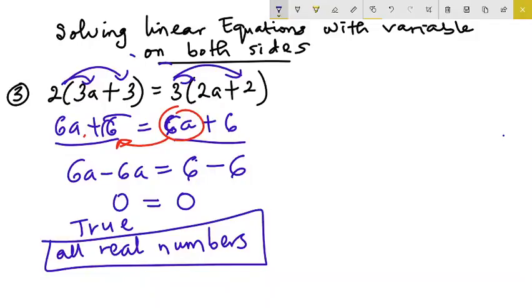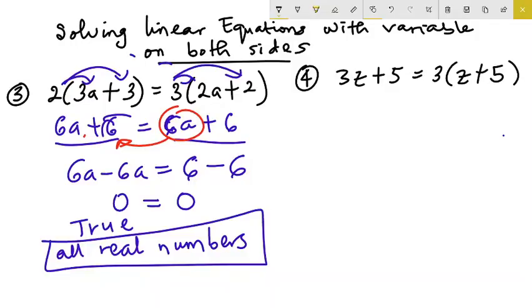So for the other example, example 4, let's say we have 3z + 5 = 3(z + 5), and we are supposed to solve for z. The first thing you need to do is, of course, distribute to open up this parenthesis. So we have 3z + 5 equals 3z + 15.